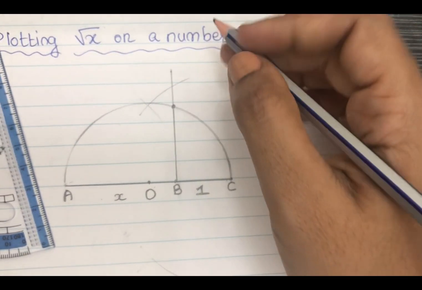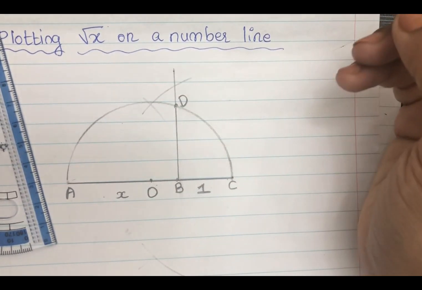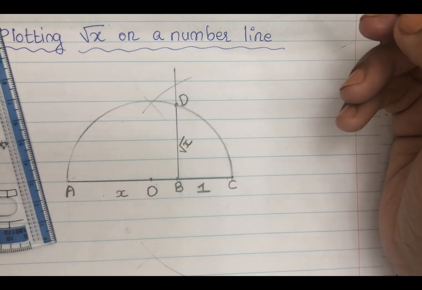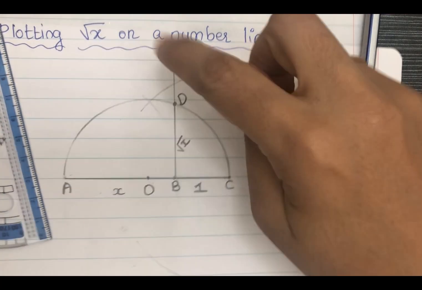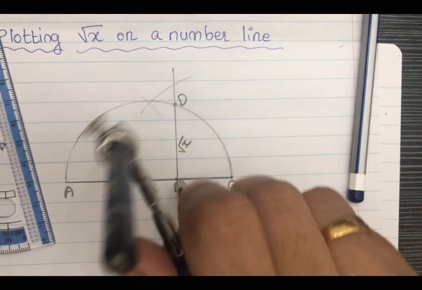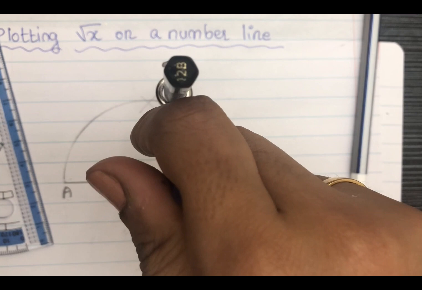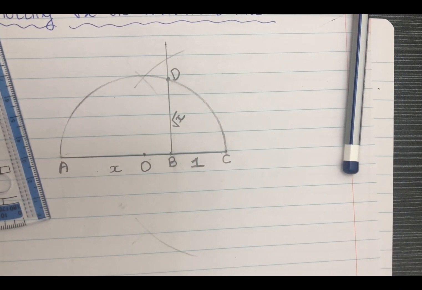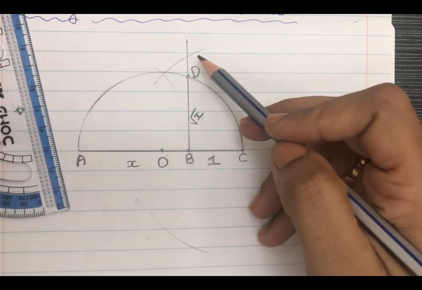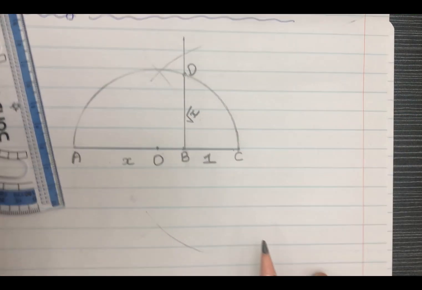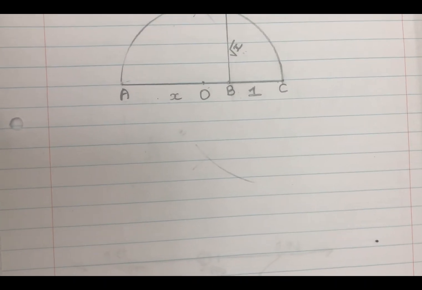Marked it as D. Actually, this is root x. Now we have the root x value, and with that we can take the measurement of root x and mark it on the number line. So now we will prove this. Prove BD is root x with the help of what? Pythagoras theorem.